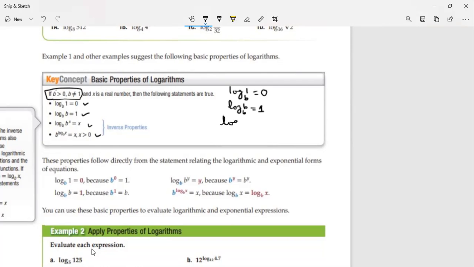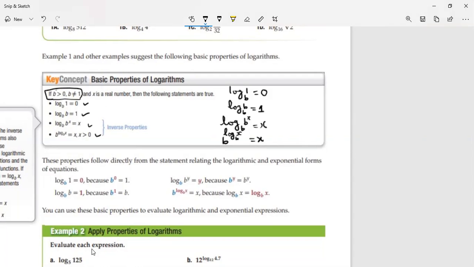And the third result is log of b to the power x to the base b is equal to x, and also b to the power log x to the base b equals x. I will show you how, because if you convert into exponential form you will get this. I will show that one also.